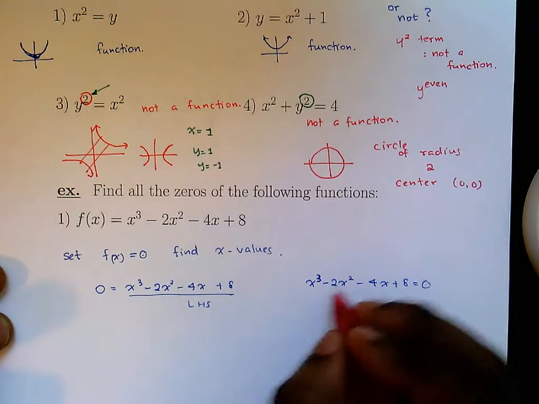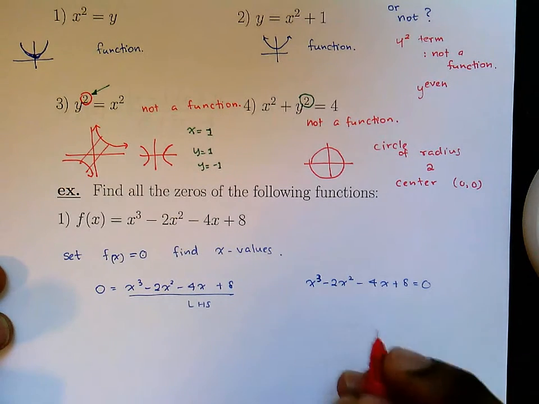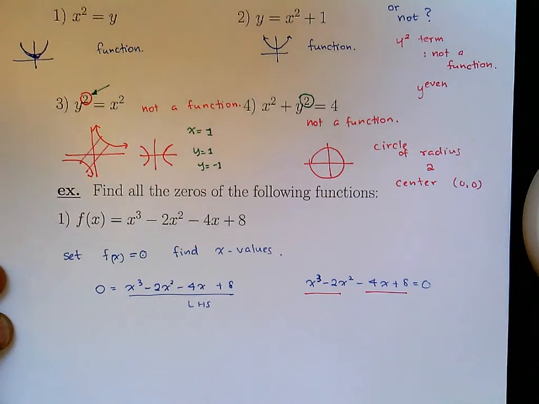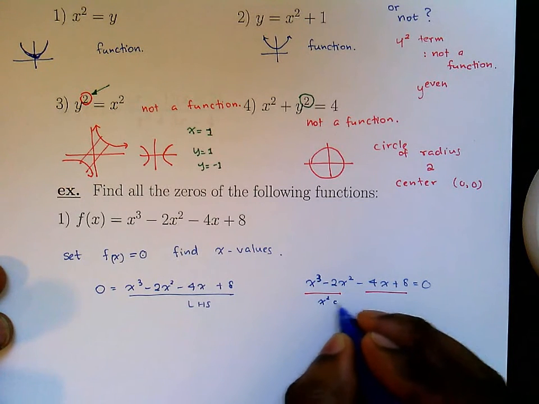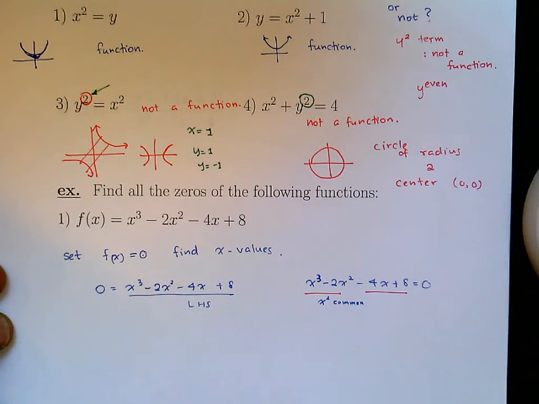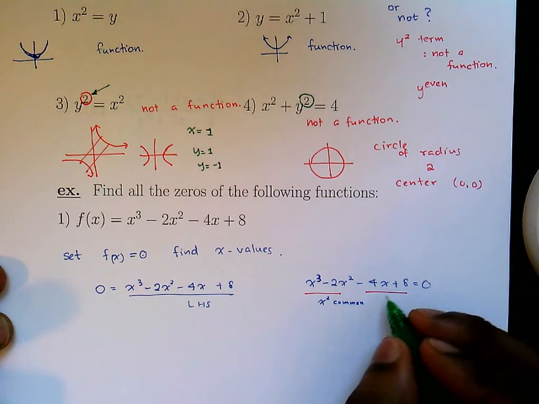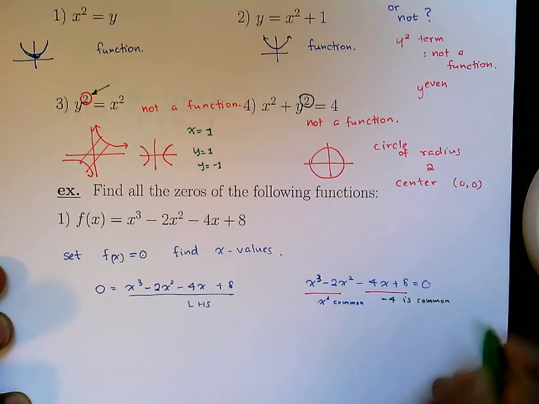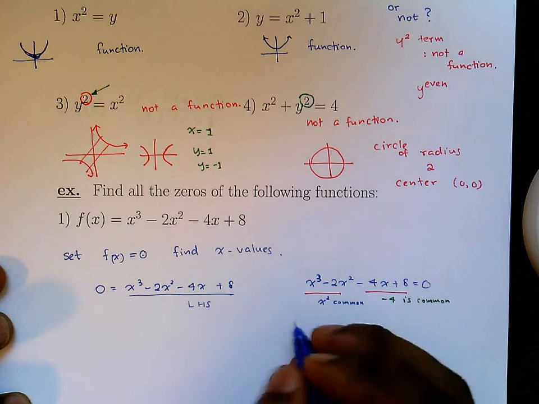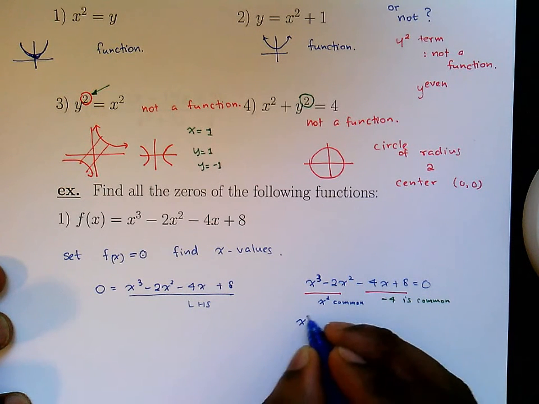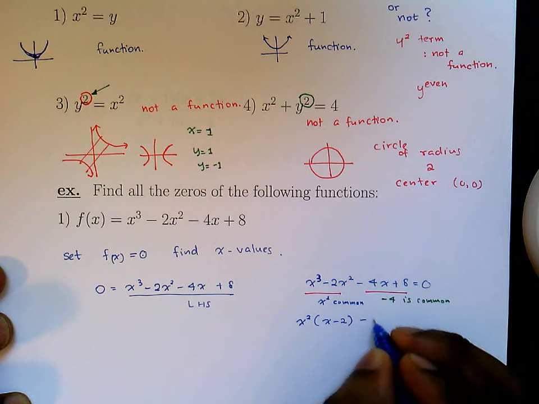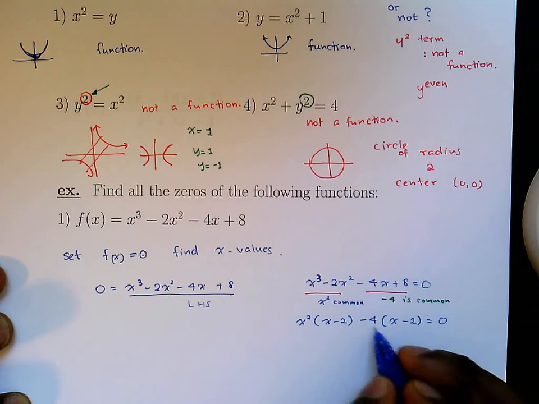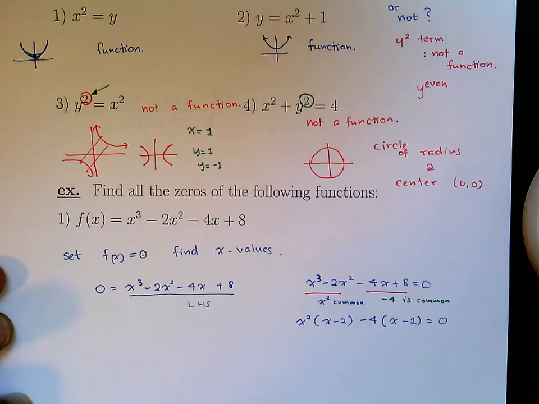You can see that you can use factor by grouping. Remember factor by grouping, you look for the common factor. Here you have x squared is common, and in the other two terms you can see 4 is common, but I would say -4 is common. So take the common factor out of the two terms. You know how to do this: x squared times x minus 2, minus 4 times x minus 2 equals 0. Negative 4 times negative 2 is plus 8, so that's the correct way to factor it.